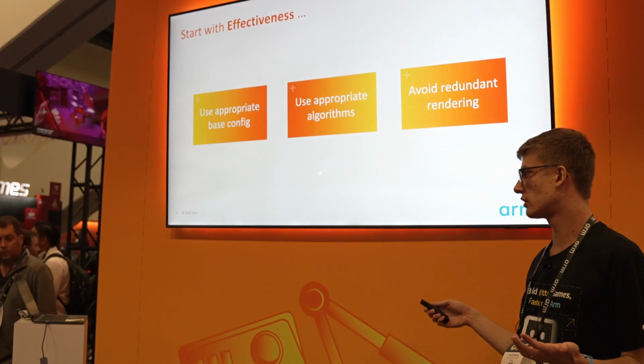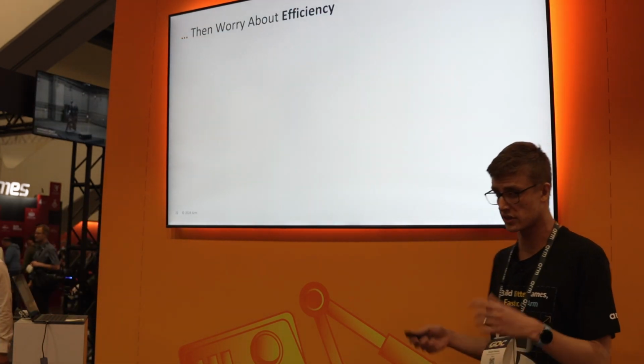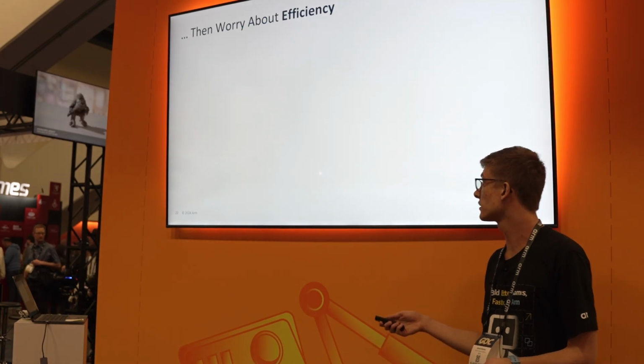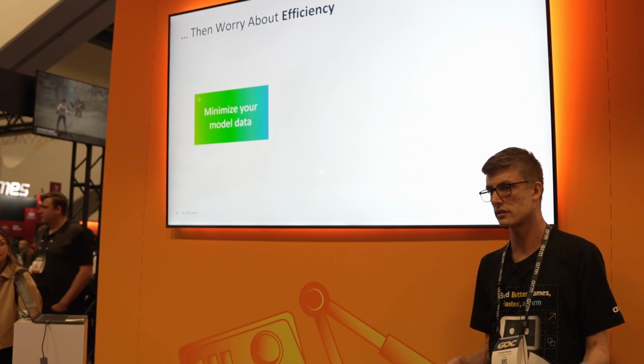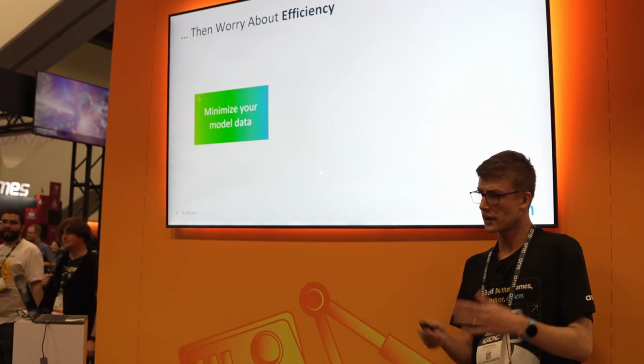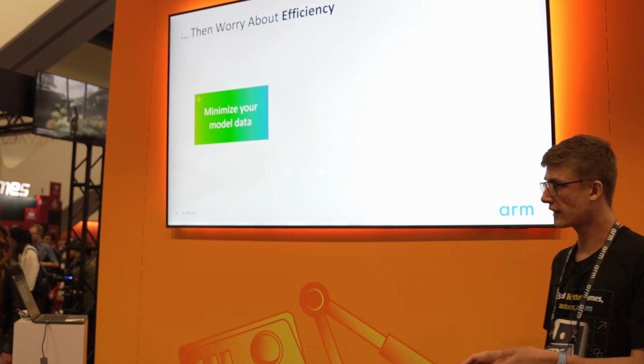And once you've done these sort of overarching decisions, then you start to worry about the smaller details, which is efficiency. So what are these things? These are things such as minimizing your model data. So think about triangle count, vertex count, things like that. You know, have a look at your scene. Maybe you don't need a super high-res model if it's right at the back of the scene, things like that.